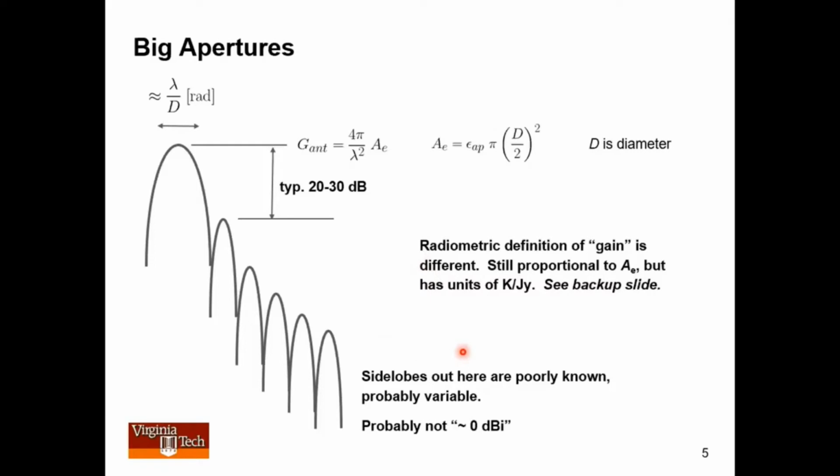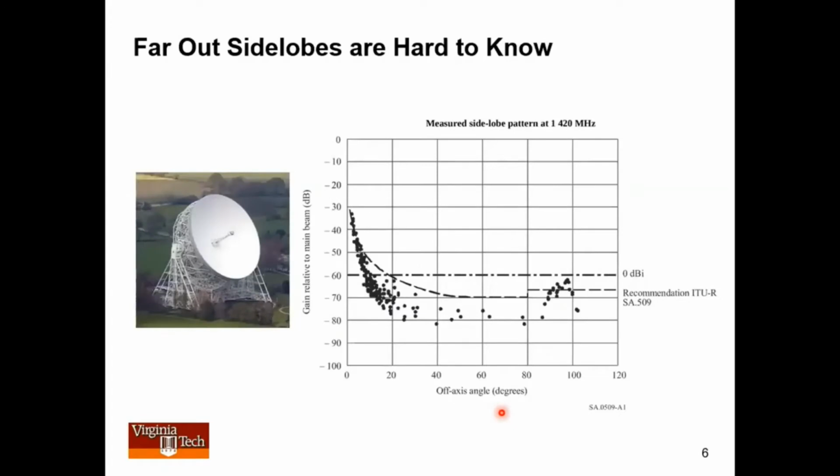The side lobes for these apertures are very, very poorly known. I've got another slide on that in a moment, but you should know this, and they're probably variable. So if you're interested in doing interference analysis, know this, that there is some understanding of what the close-in side lobes might be doing. But once you get out to 3rd, 4th, 5th, nth side lobe, forget it. And I'll also tell you that they're probably not around 0 dBi or so. Next slide. The far out side lobes are extremely difficult to know.